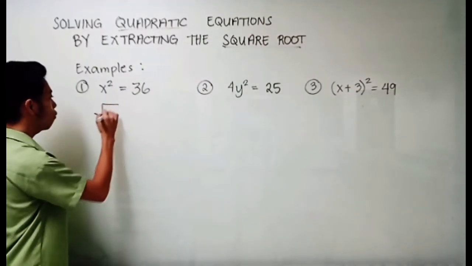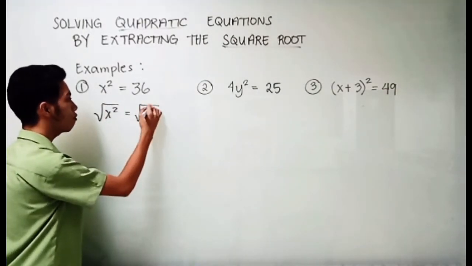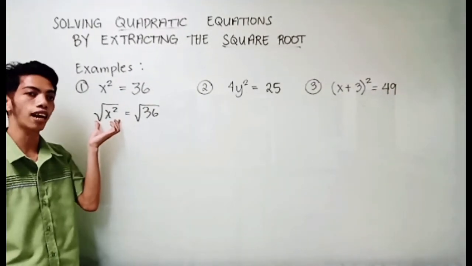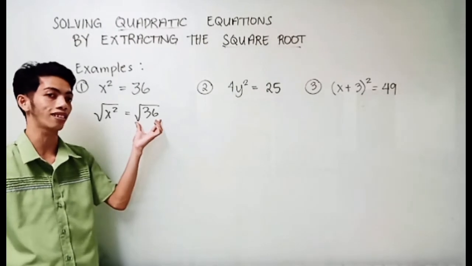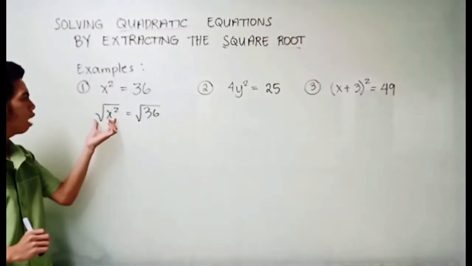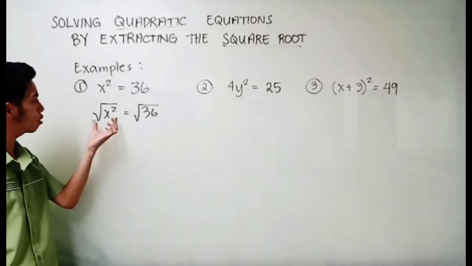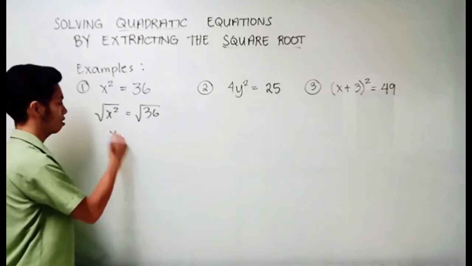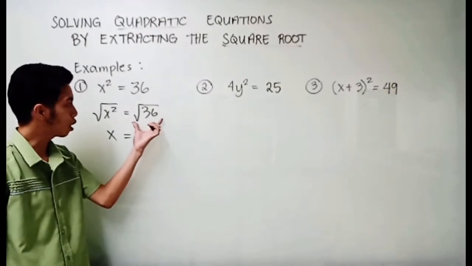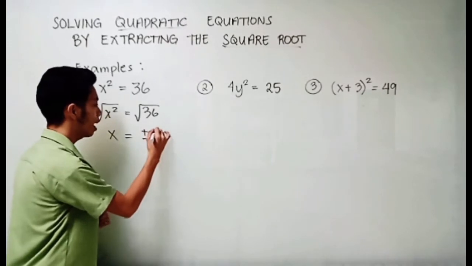Therefore, the square root of x squared, and then we have the square root of 36. Pag may ginawa kang action sa left side, kailangan gagawin mo rin ang action sa right side para balance pa rin ang inyong equation. How to find the square root of x squared? A while ago, we know that the square root of x squared will be x. And a while ago, the square root of 36 is positive or negative 6.